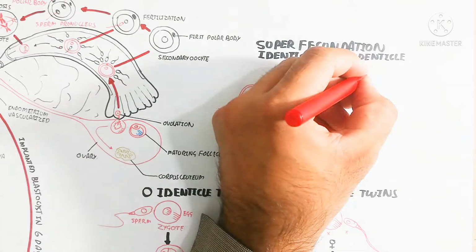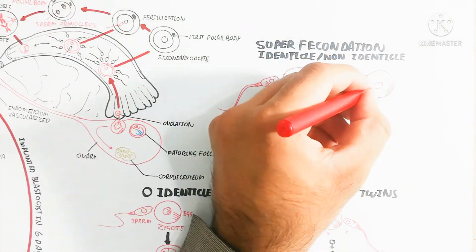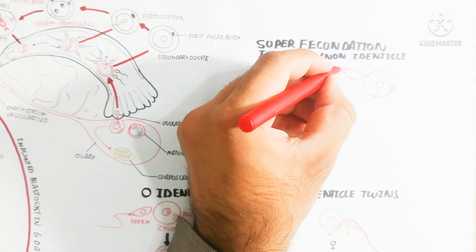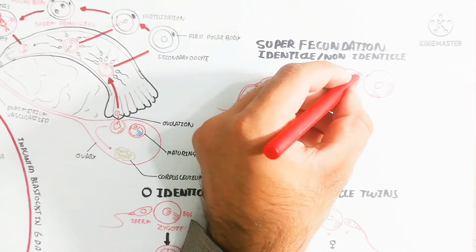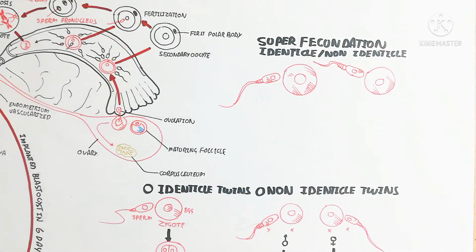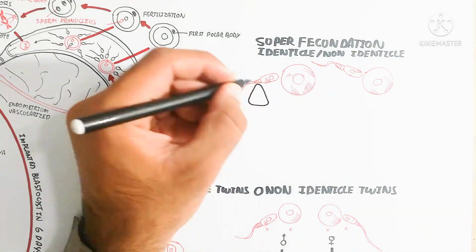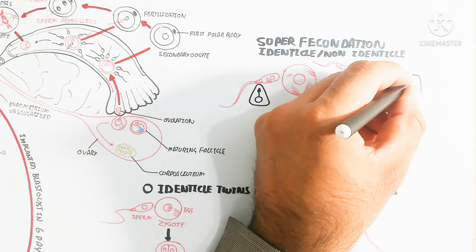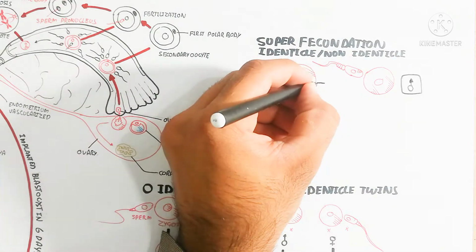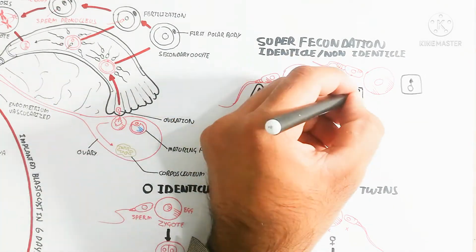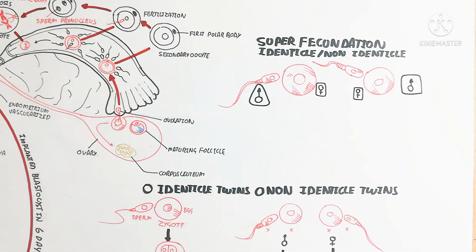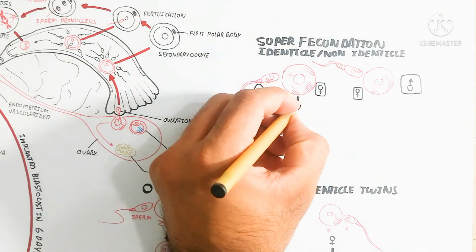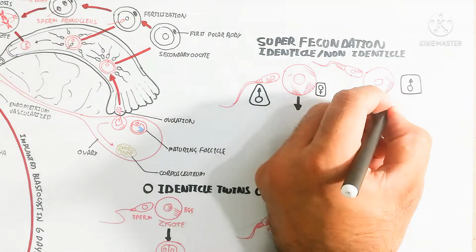On the other hand, here we will discuss superfecundation, with identical and non-identical. Superfecundation means the sperm and egg unite to form an identical pair, after the zygote splits again to form identical twins, but with a different male at the same ovulation time, so polyandrous.